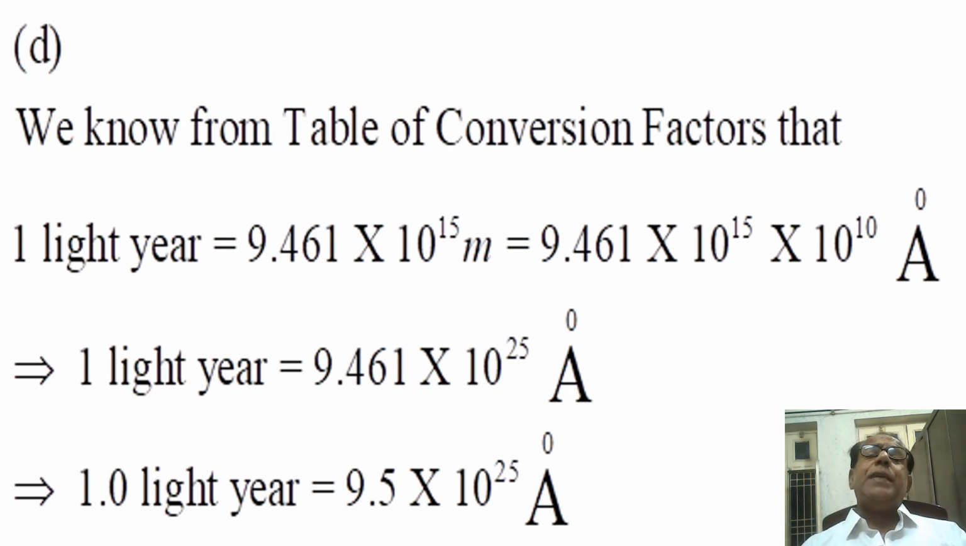Here we have rounded the value 9.461 to 9.5, because 6 is greater than 5. So if we take the result only to one decimal place, then we will increase 4 to 5. Now dear students, in the next slides we will show the table of conversion factors.